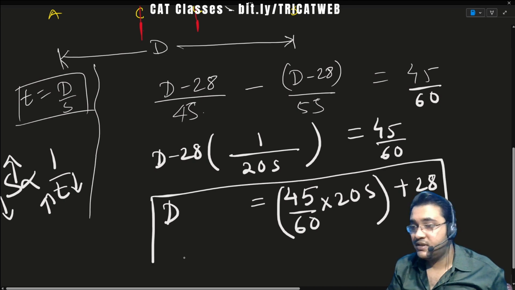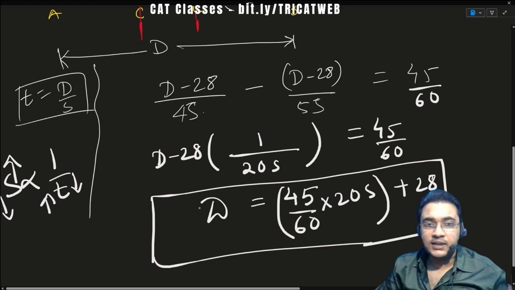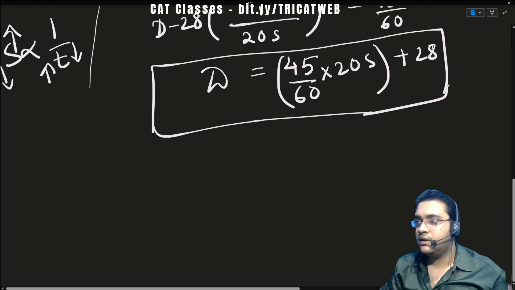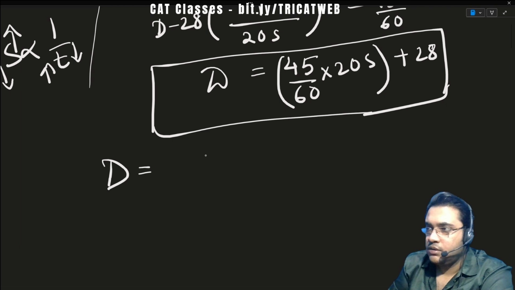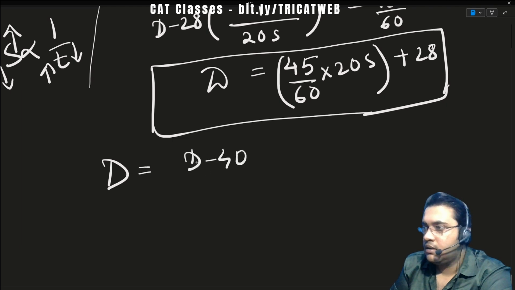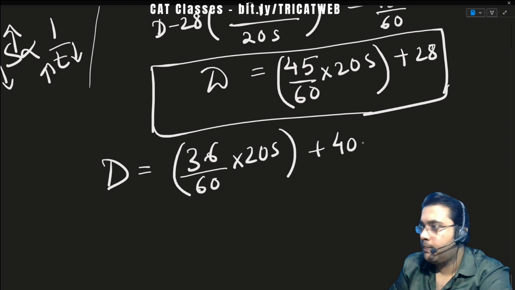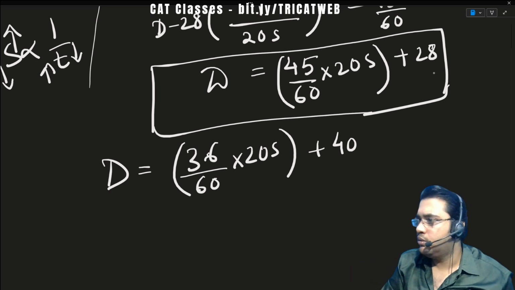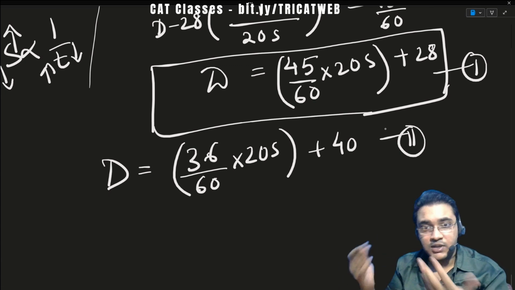Now this is my first equation, and if you are a little smart, you will realize I'll have another similar equation. And what will that be? That is going to be d is equal to 36 upon 60 into 20s plus 40. This is exactly what you can do on your own also. These are the two equations. In both the cases, distance is the same, just equate the two equations.